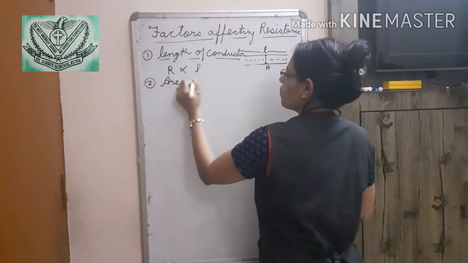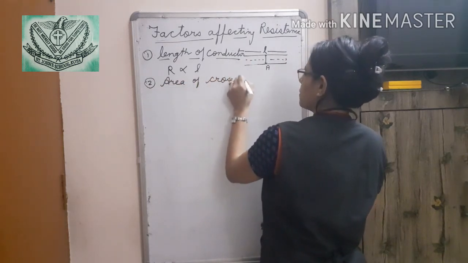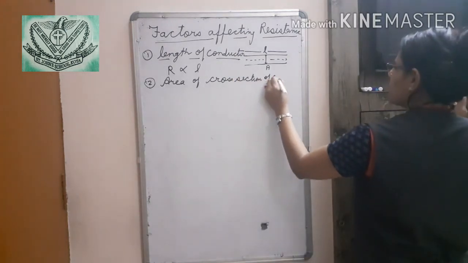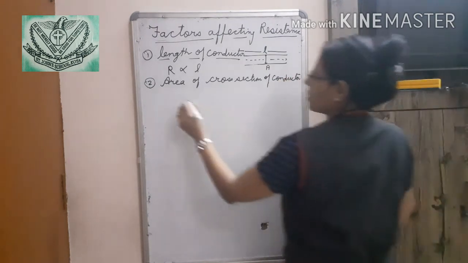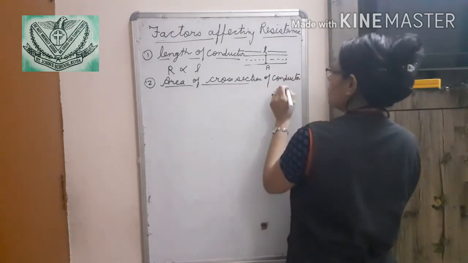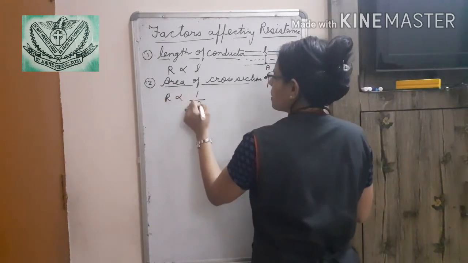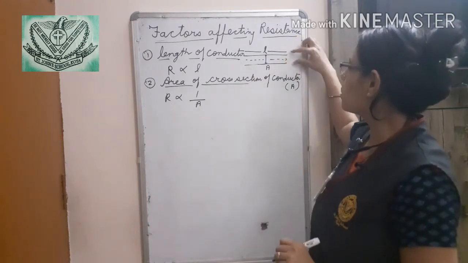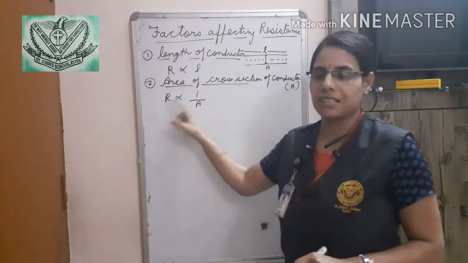Now, the area of cross section of the conductor. This area of cross section, which is denoted by A, is inversely proportional to resistance. Means more the area of cross section, lesser will be the resistance.